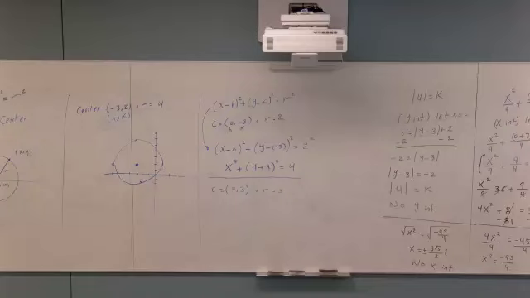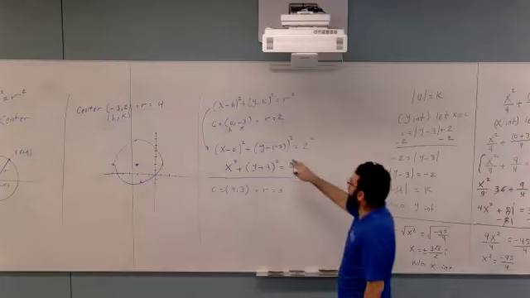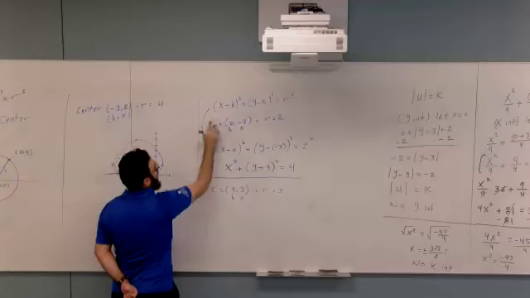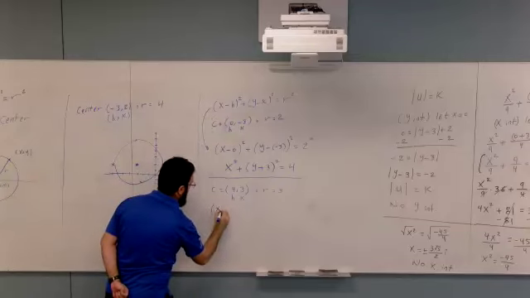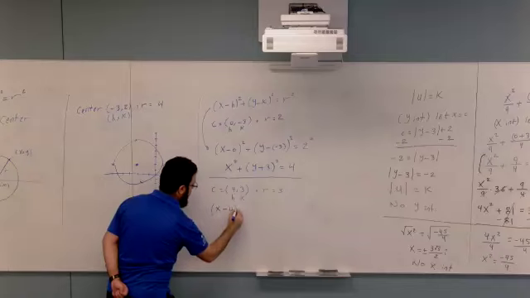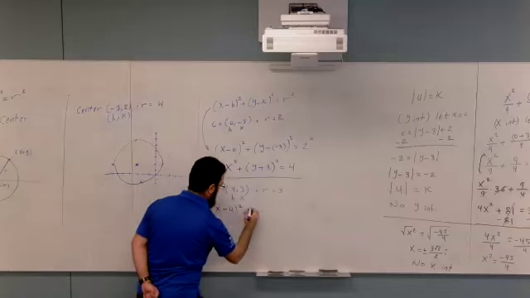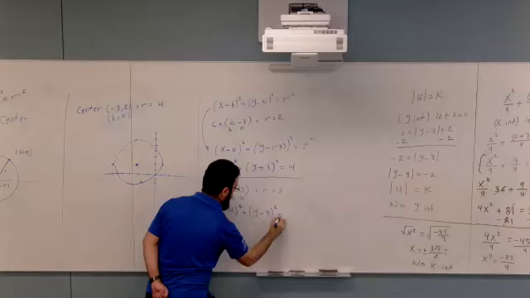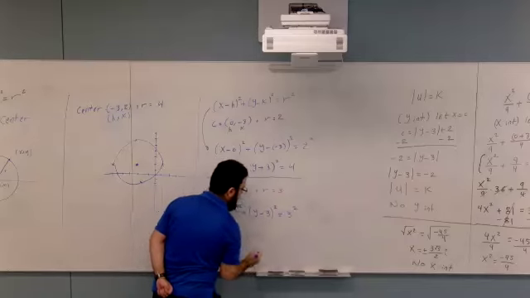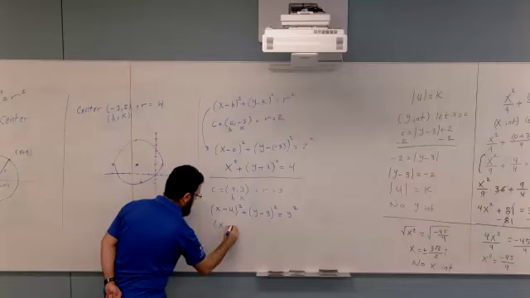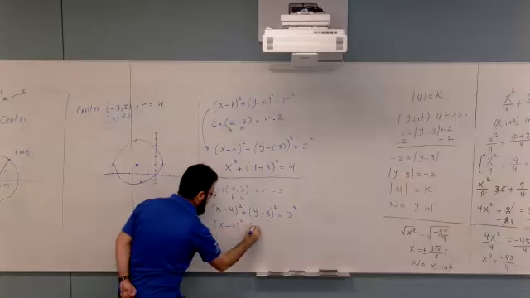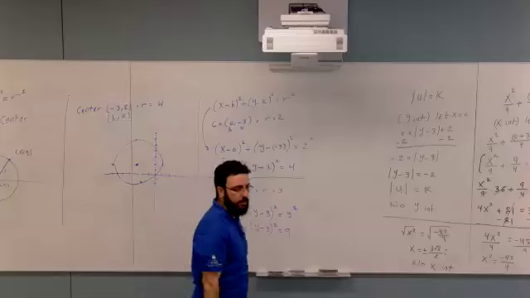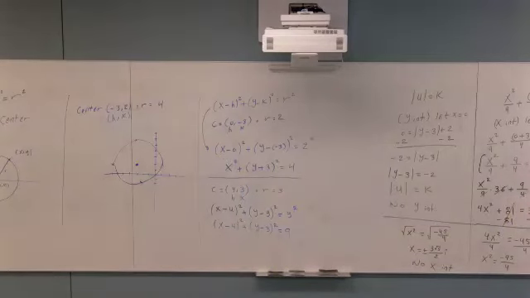Using just the standard form, this is h and this is k. So I'm going to plug into this form: x minus 4 squared plus y minus 3 squared equals b squared. So it will be x minus 4 squared plus y minus 3 squared equals 9. That's it. Okay.